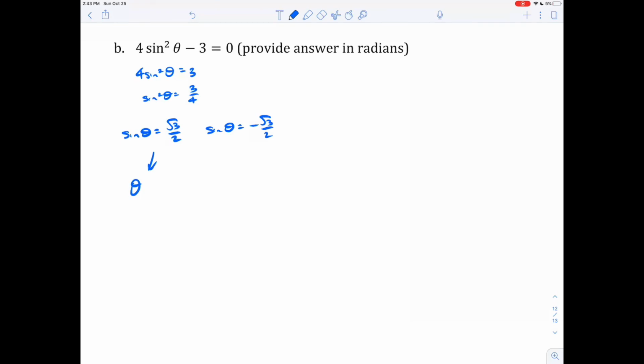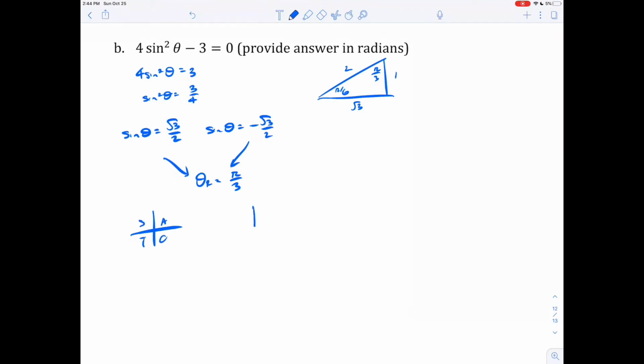So for this one, we're dealing with a reference angle, actually for either of them, because they're both the same ratio. Just difference is positive, negative. So root 3 over 2, 1, 2, root 3, opposite over hypotenuse. So we're dealing with a reference angle of pi over 3. And where could we be dealing with in terms of solutions?